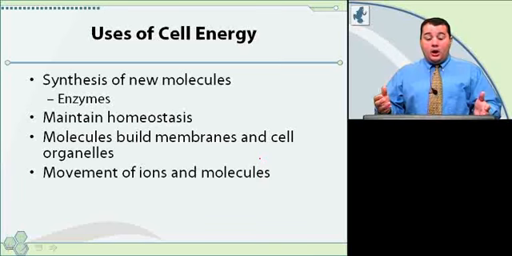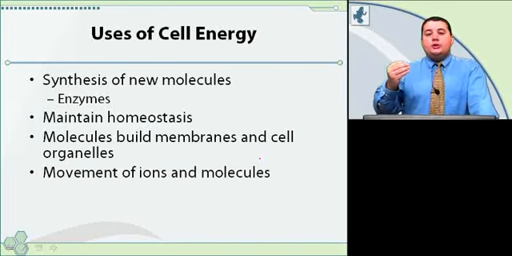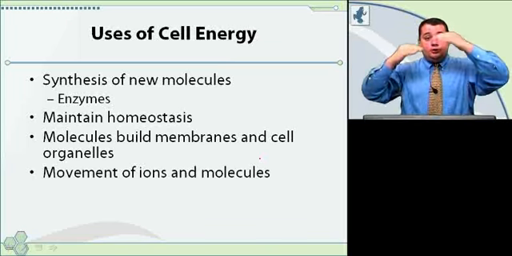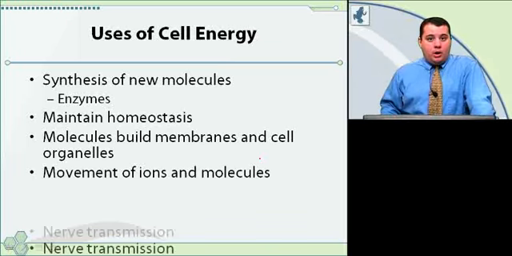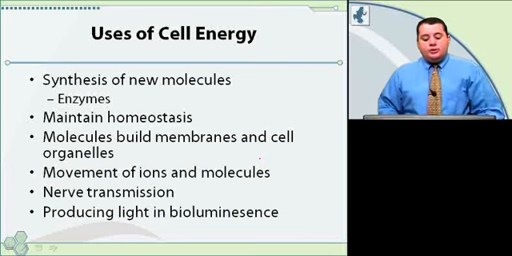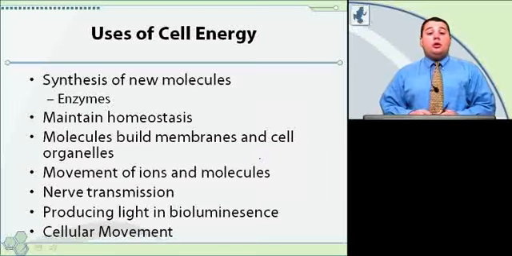Remember that there is a thing called active transport. The active transport requires the use of ATP, energy, to be able to move molecules through the cellular membrane. Nerve transmission, and producing light in bioluminescence. There are some organelles that use ATP to help provide them with light. Also, cellular movement.